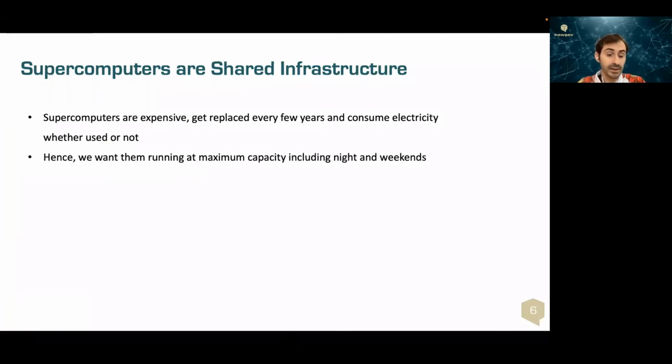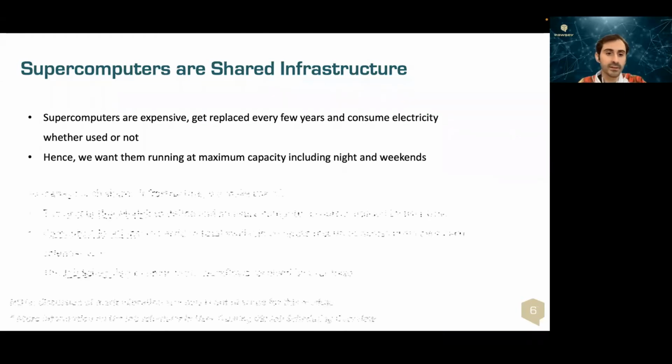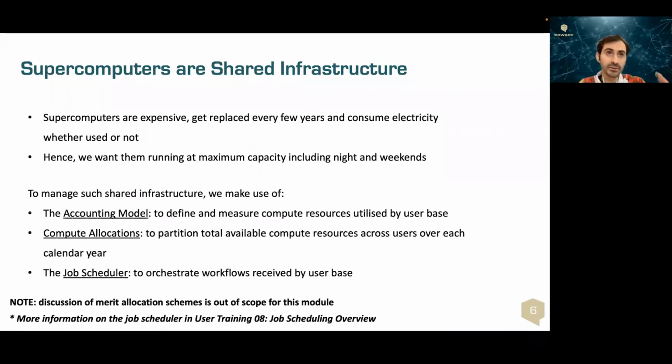So supercomputers are expensive infrastructure. They get replaced every few years. So it's an ongoing cost to maintain and run them. So it's important to use them at best capacity in the best possible way. And so we want to make sure that all users that have access to it can make an efficient and fair use of the machine, and keep it up and running as much as possible.